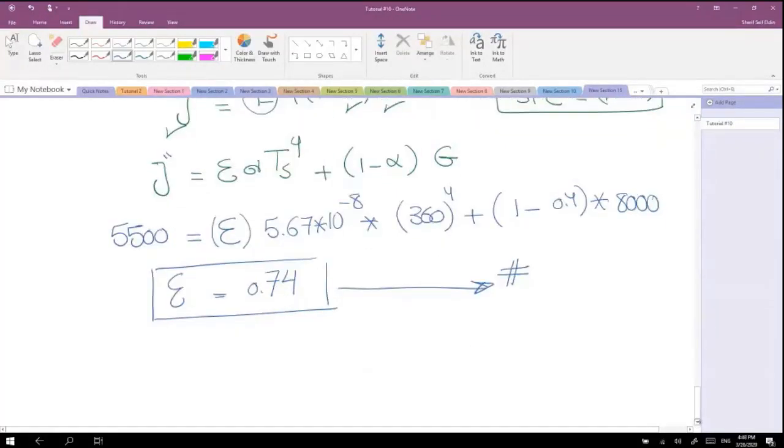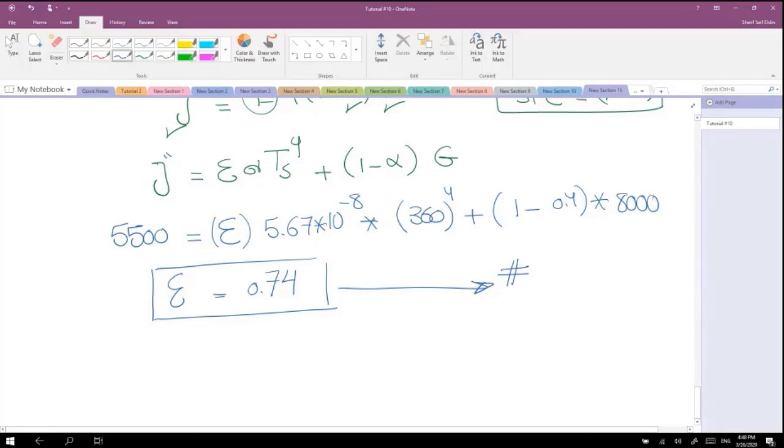So those are the two requirements. Does anyone have any questions so far? Any questions? Pretty straightforward. All right, very good.